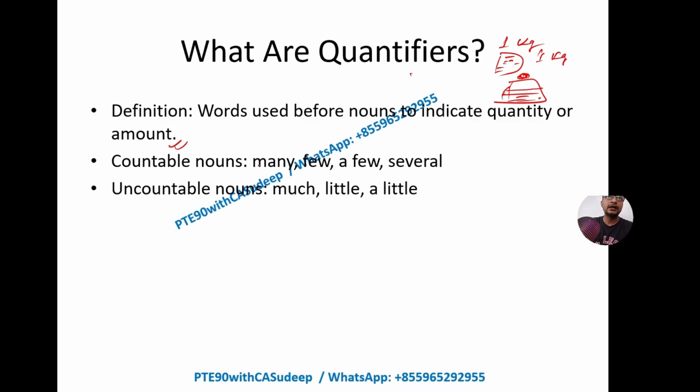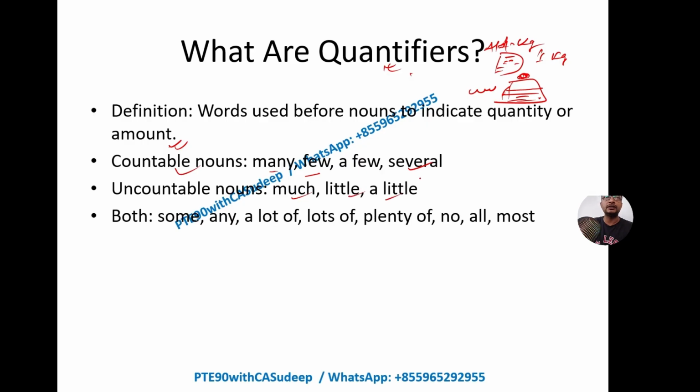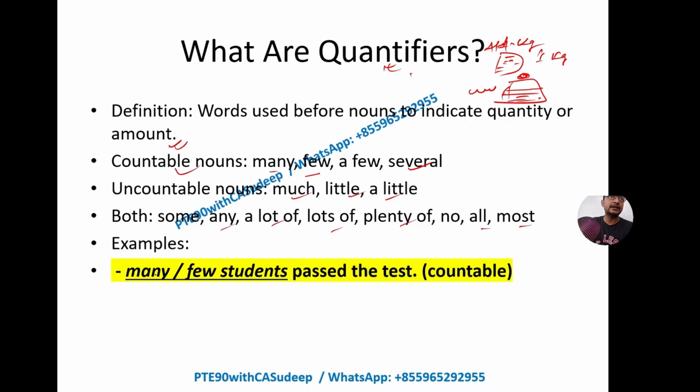Sugar here is an uncountable noun, and apple here is a countable noun, right? So the quantifiers differ based on the countable or uncountable noun. For a countable noun you can use many, a few, or several. For an uncountable noun you can use much or little. And for both you can use any, a lot of, lots of, plenty of, no, all, almost. So let's see the examples, which will help you understand very clearly.